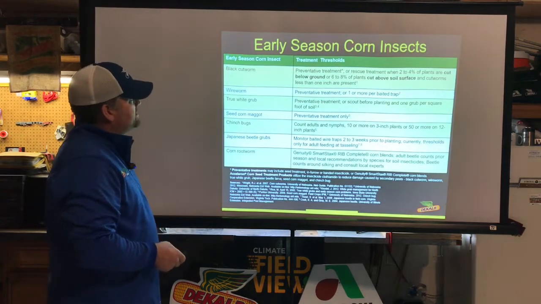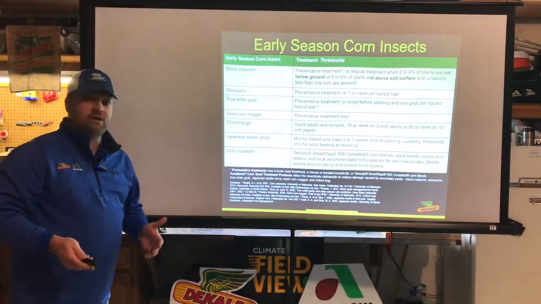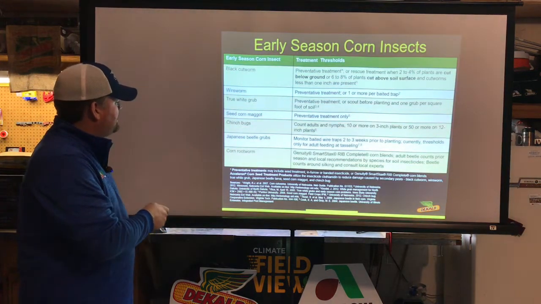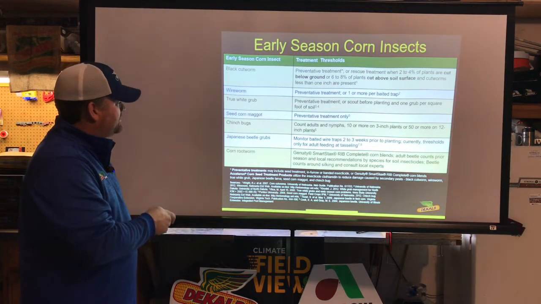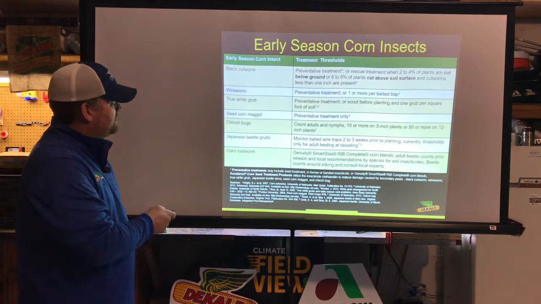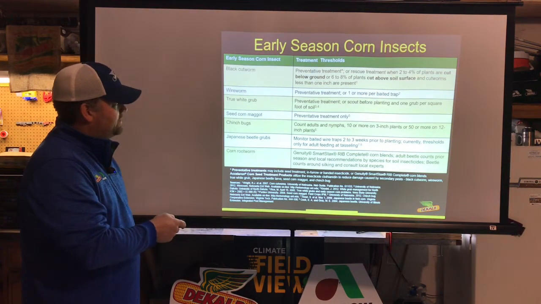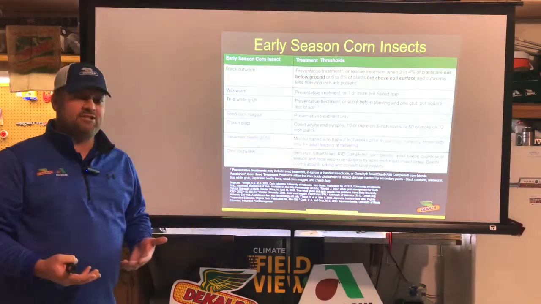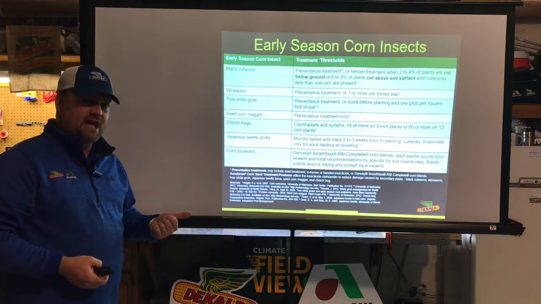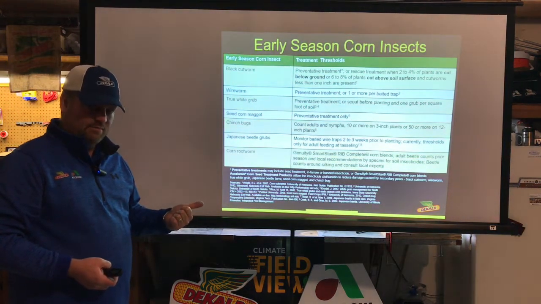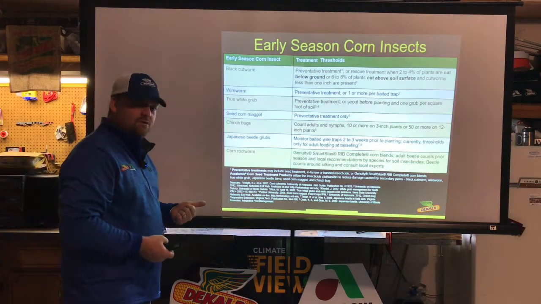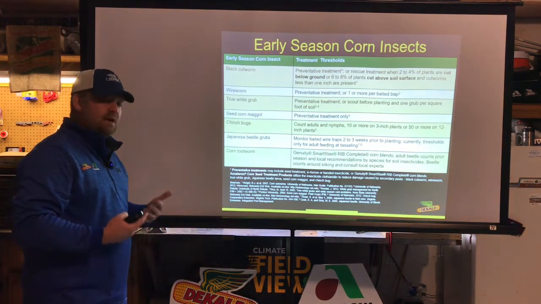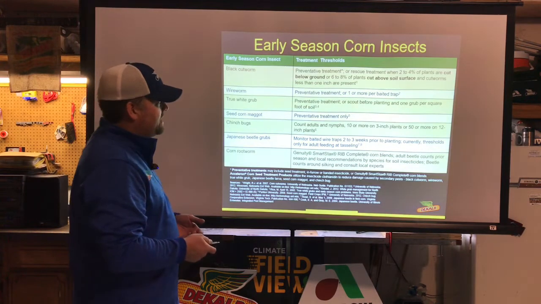So, another slide here, looking at early season corn insects. A few of them to look at here. I talked about seed corn maggot. Corn rootworm, more of a big factor there. Treatment and threshold: we look at this, Genuity SmartStax RIB Complete corn blends. That is the first thing listed there, not on purpose. There's data suggesting that if you're choosing that SmartStax, let's not even worry about corn rootworm. Seldom, if ever, are you going to have issues with corn rootworm when you plant SmartStax. It's that built-in insurance policy, that peace of mind that you get by planting that.